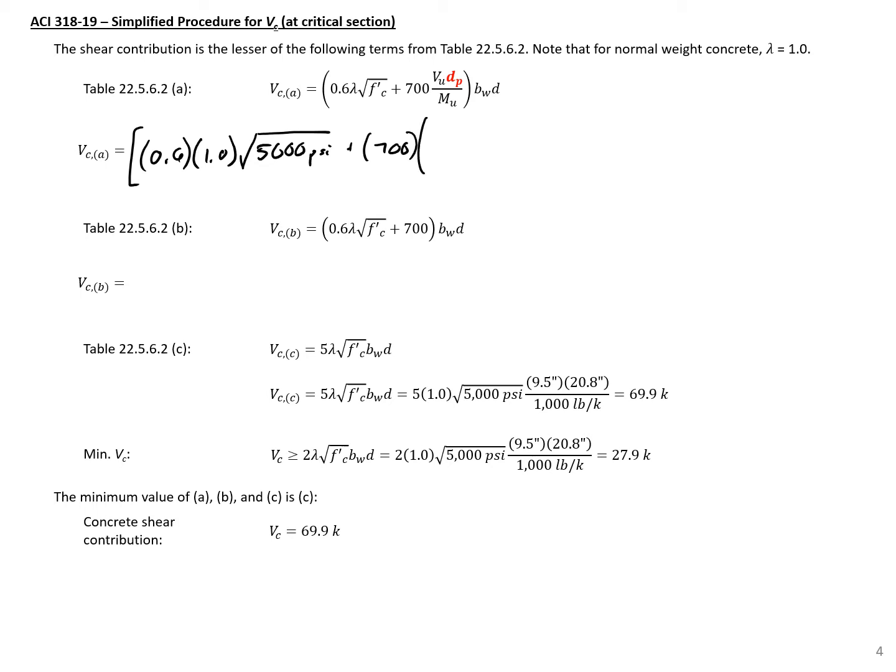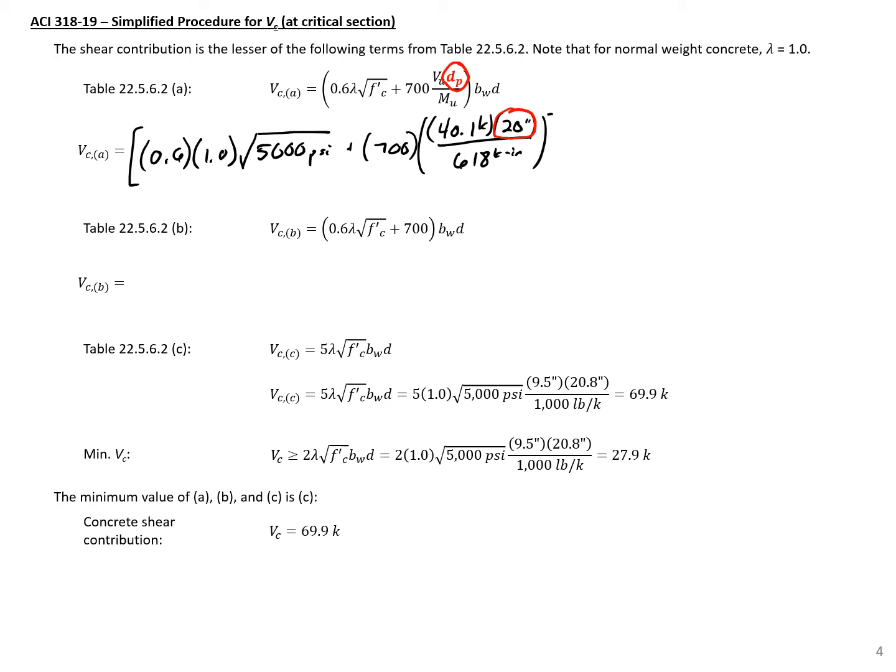700 times 40.1 kips times 20 inches divided by 618 kip-inches. And note, I'm highlighting here, but this dp, we're going to use the actual dp of our strands right there in that equation. Everywhere else we'll use the maximum of dp and 0.8h.